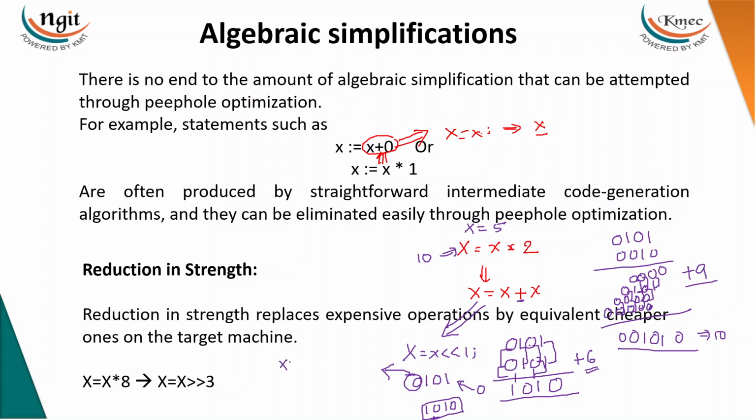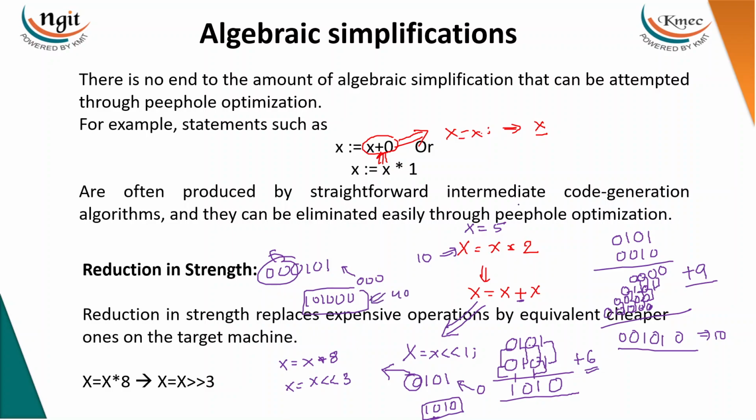For example, you can write x equivalent to x into 8. Okay. So it can be reduced with x equivalent to x left shift 3. So for example, let me take the same 5 here. So 0101, then you perform 3 shifts, right? So add 3 zeros right here, then 3 zeros removed, then 101000. This is nothing but 40, right? Like that we can do it.